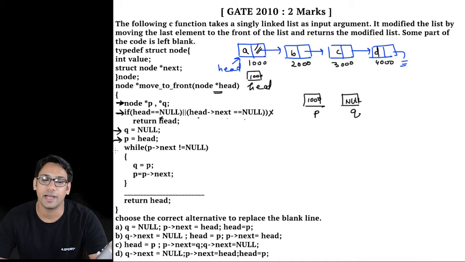And then while p of next is not equal to null, that means while this part which is pointed by p, so this is the value part and this is the next part. While this next part is not equal to null, then we are going to do q is equal to p and then p is equal to p next. So q will be pointing to 1000, and p is equal to p next means p will now be pointing to the location 2000, right?